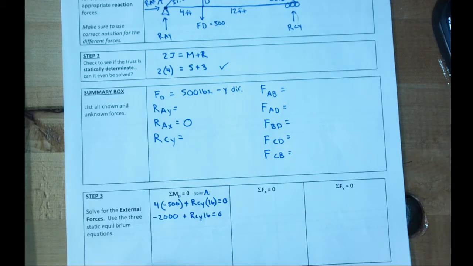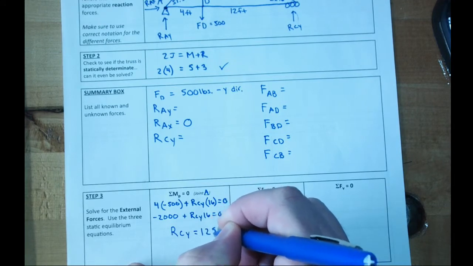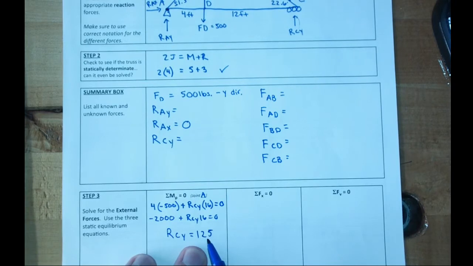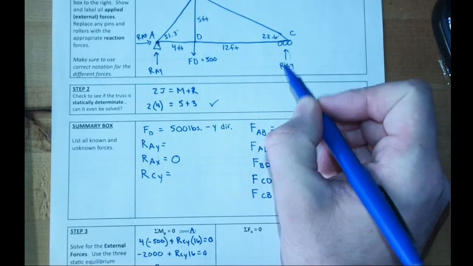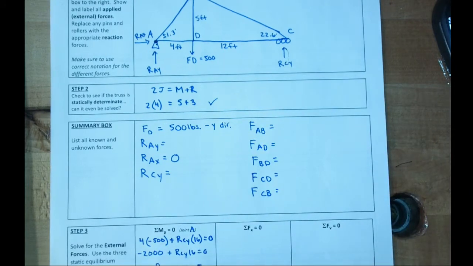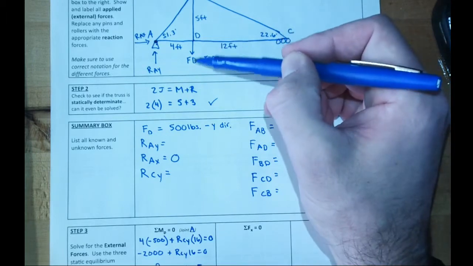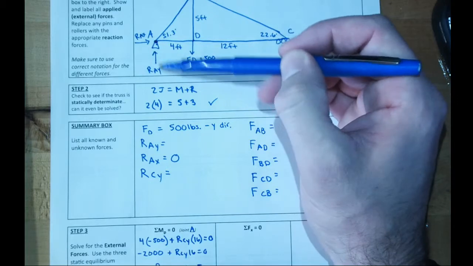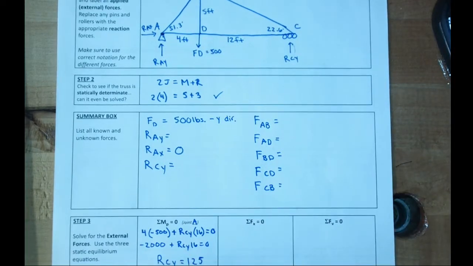You do the simple math here. RCY equals 125. Because it's a positive number, that tells us that our guess on the direction is correct. So going up is good to go. That also gives us another hint, right? If this is going down negative 500, this is going up. We're going to try and figure this one out now, because we know that the sum of all the forces in either direction is going to equal 0. So let's focus.